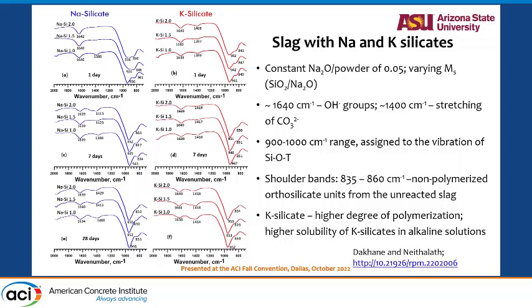So you have hydroxyl groups, and stretching of CO3 carbonate bonds, C-O bonds, happens at about 1400. Si-O-T, where T could be Al or Si, so Si-O-Si or Si-O-Al, happens in the 900 to 1000 centimeter to the -1 range. That's your typical signature for materials that are rich in silica. And then you have shoulder bands of non-polymerized orthosilicates, and from the changes in the wave number associated with that peak, you can figure out the degree of reaction.